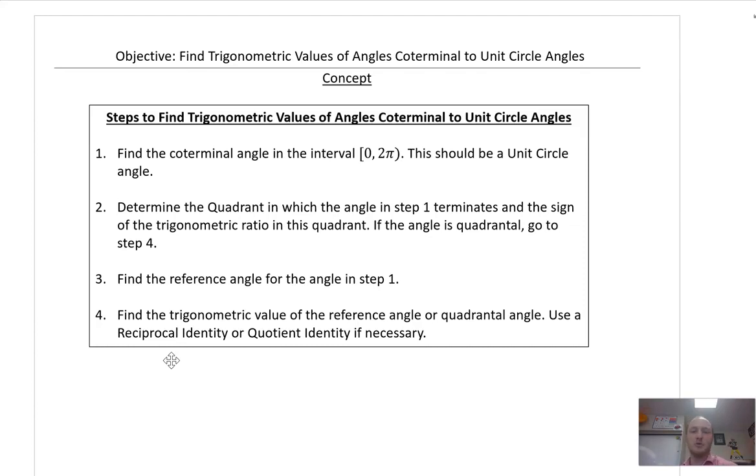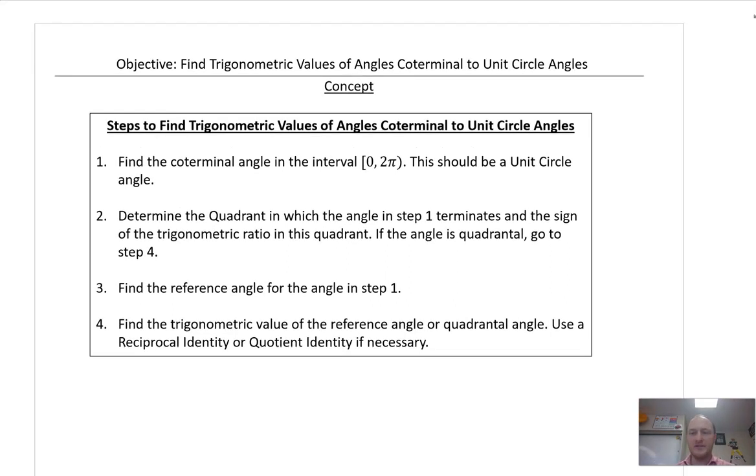Step 2, determine which quadrant the angle in step 1 terminates in. So like, where is it? And then the sign of that trigonometric ratio, right? Because if it's in quadrants 1 and 2, I know that sine is positive. If it's in quadrants 3 and 4, I know that sine is negative, right? Because sine is the y value. And same for cosine, right? You need to know where it is positive, where it is negative.